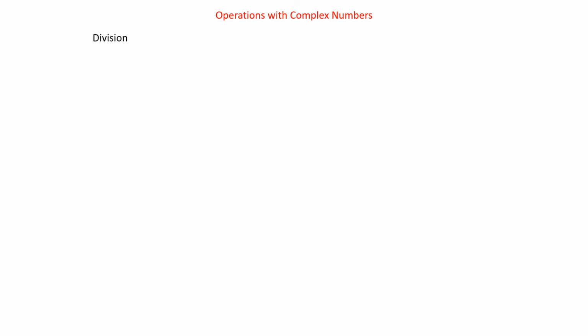More operations, we have division. So division, we have 3 plus 2i divided by 1 minus 4i. All right, how would we divide a complex number? The short answer is you really don't. You multiply by the complex conjugate. What is the complex conjugate? The complex conjugate changes the sign on the imaginary part.